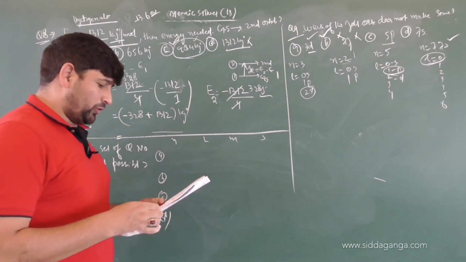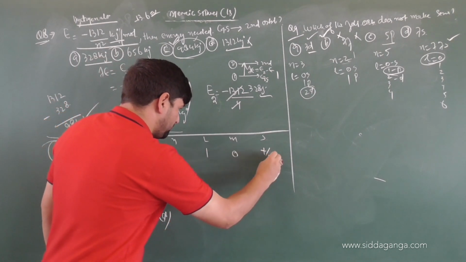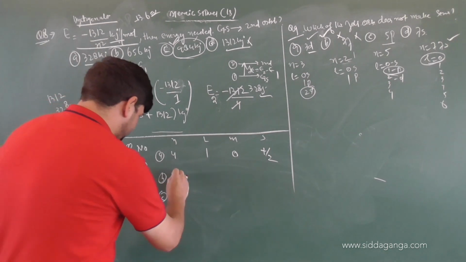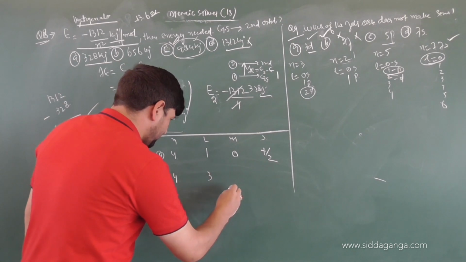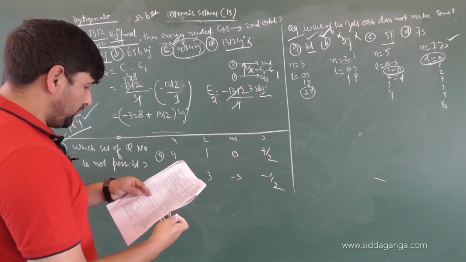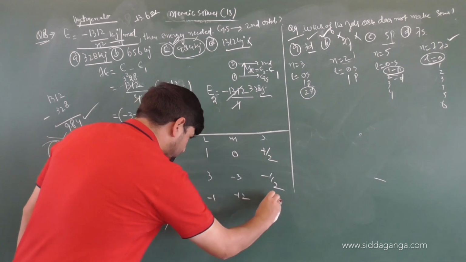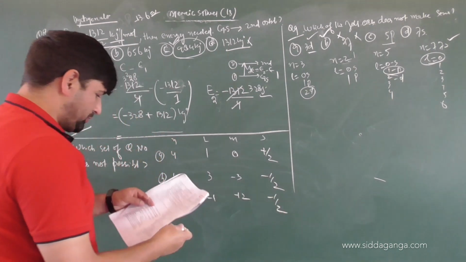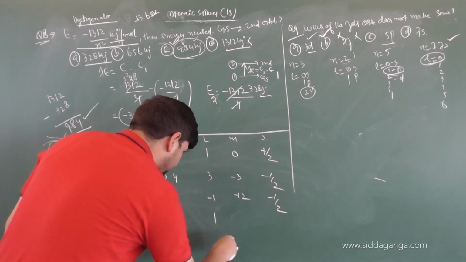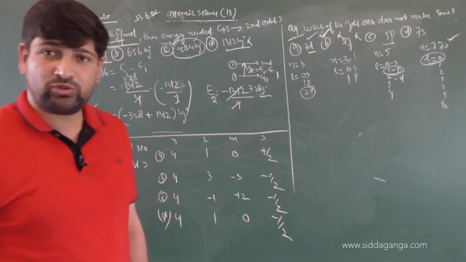A is 4, 1, 0, plus half. Option B is 4, 3, minus 3, minus half. Option C is 4, minus 1, plus 2, minus half. And option D is 4, 1, 0, minus half. These are the options given to us, children.